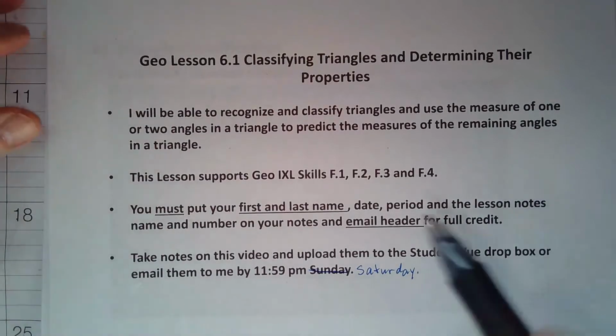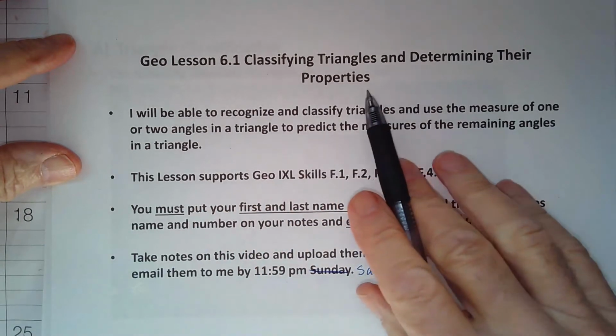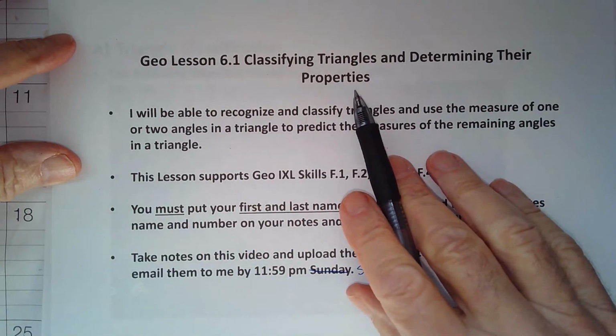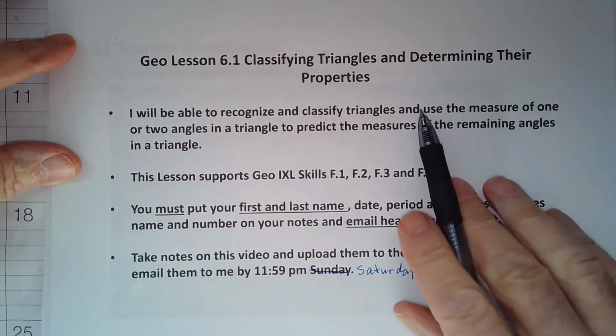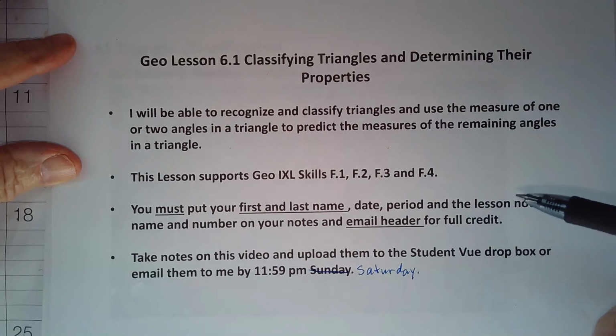Good morning. Today we're working on Geometry Lesson 6.1, which is classifying triangles and determining their properties. So you're going to be able to recognize and classify triangles and use the measure of one or two angles in a triangle to predict the measures of the remaining angles in a triangle.